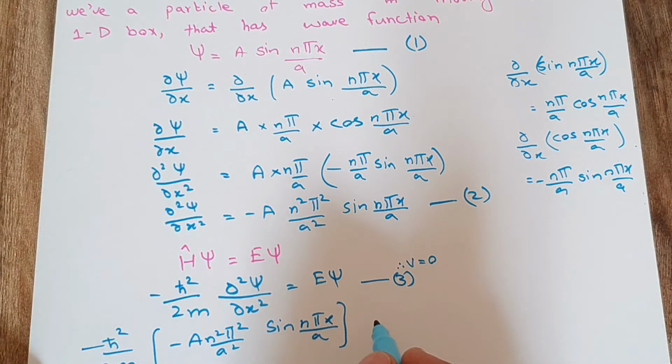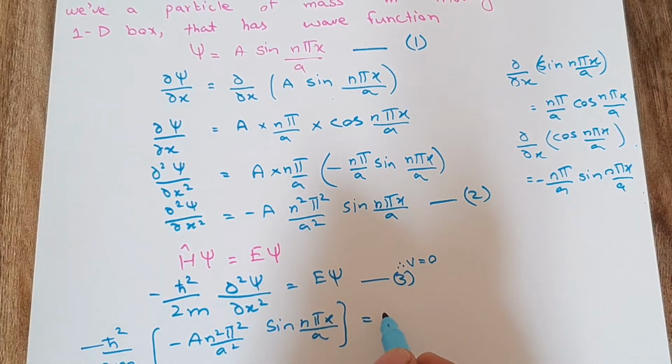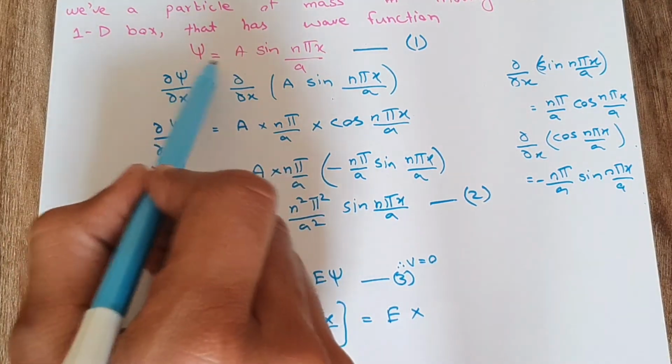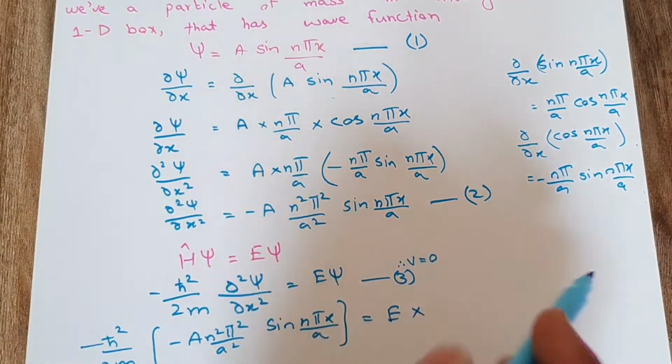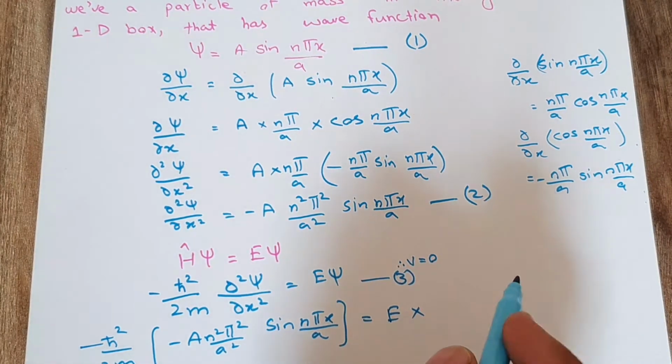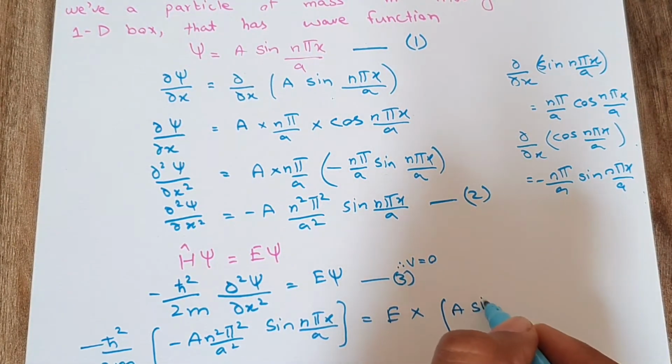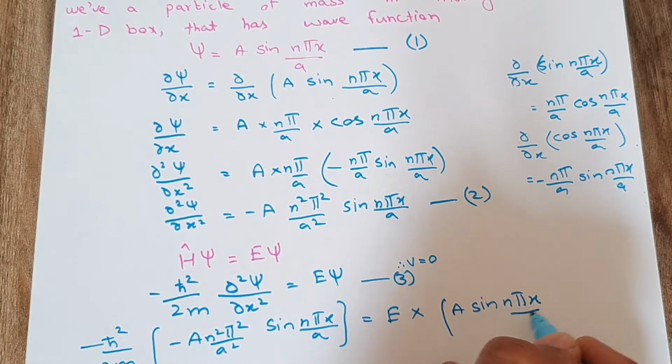So the next thing I have is equal to, in place of E, I'm just going to plug in the value of E, and the next thing is I have to plug in the value of psi. The psi has a value equal to a sine n pi x over a, so I'm going to write this value here. I have the value equal to a sine n pi x over a.